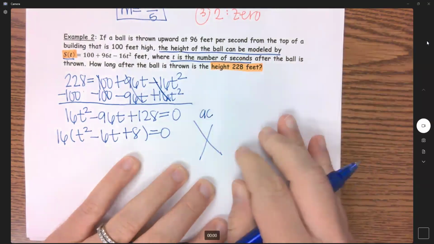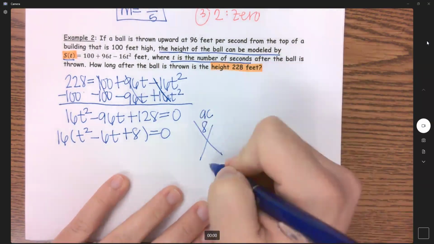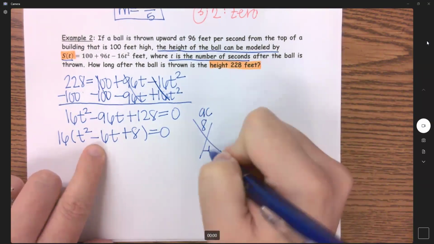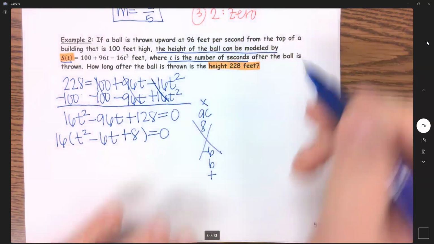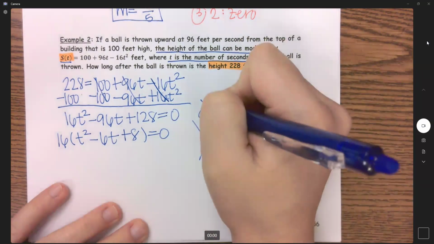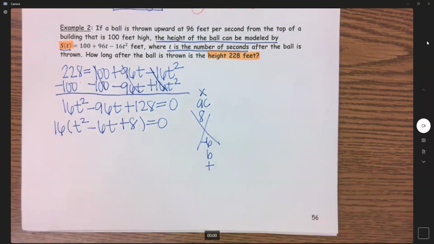My a times c is 1 times 8. My b term is negative 6. What adds up to negative 6 but multiplies to a positive 8? Okay, pause the video if you want some more time to try and find that on your own.